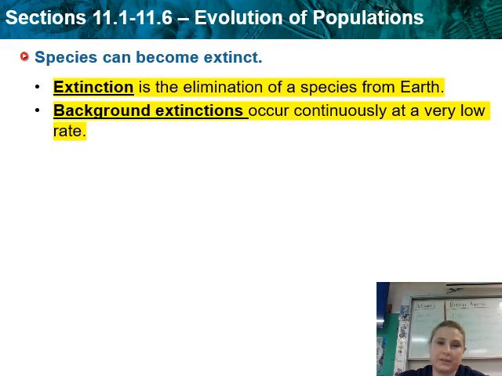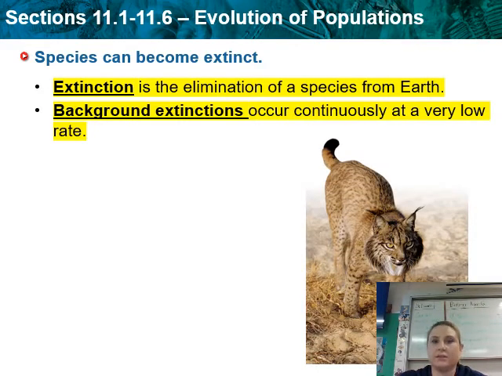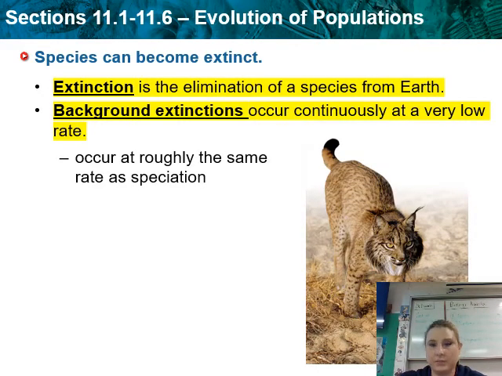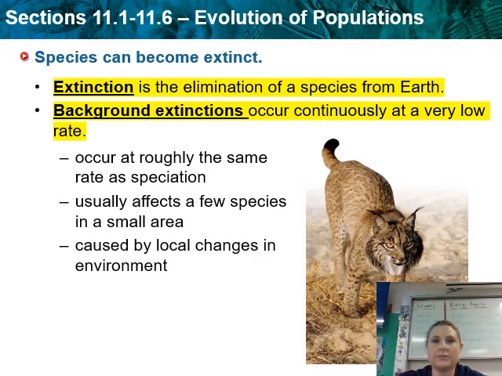Species do become extinct over time. You know this. Extinction is the elimination of a species from Earth. We have something called background extinction, which occurs continuously. Like all the time, we have things dying off throughout history. Small things throughout history. A species dies off, something comes in to replace it, and so on. So it occurs roughly at the same rate as speciation. And it usually only affects a few species in a small area. And usually this is only caused by local changes in the environment.